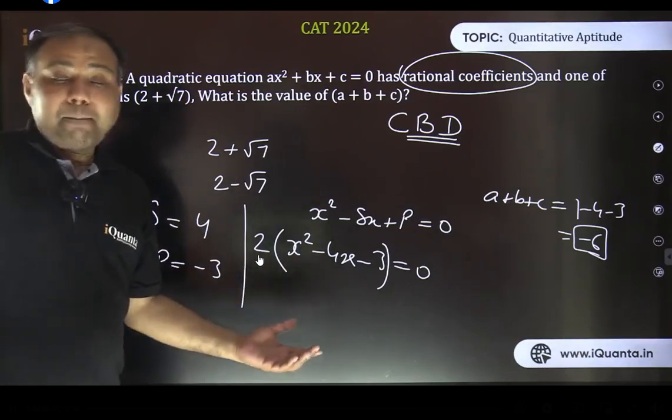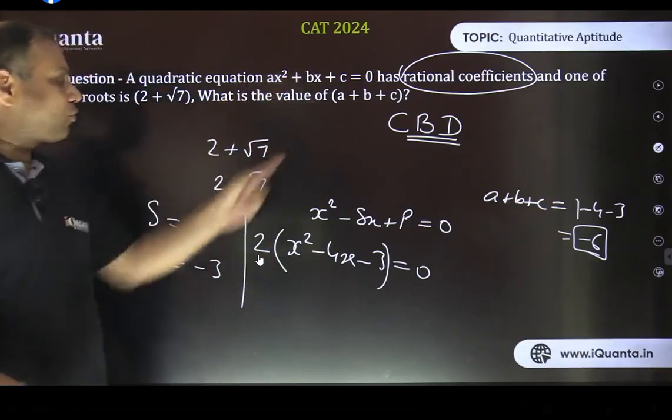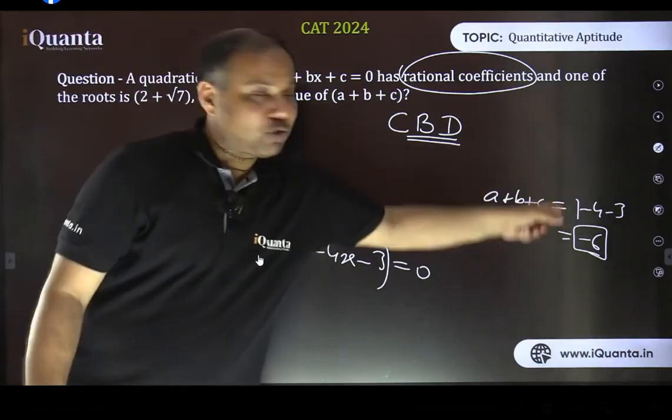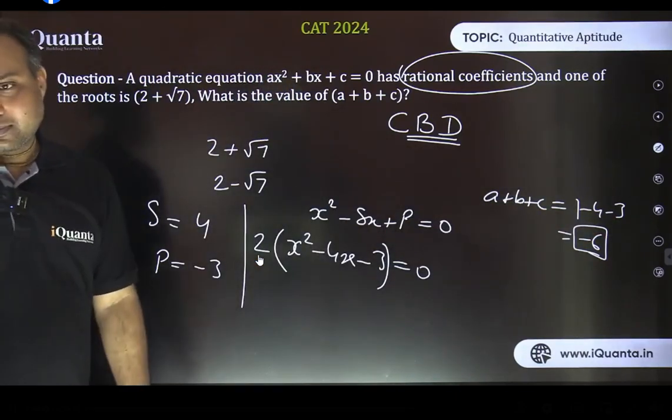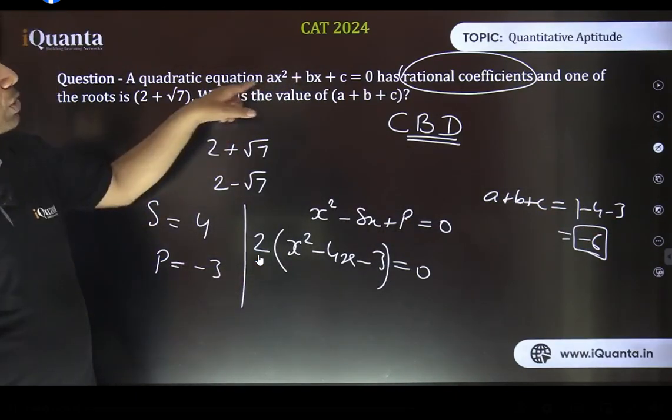Roots will be same. But what will change is the coefficients. The value of coefficients will change. The value of ABC, which you have taken as 1, -4, -3, that will change. Got it? So this A, the coefficient of x square, is very important term.